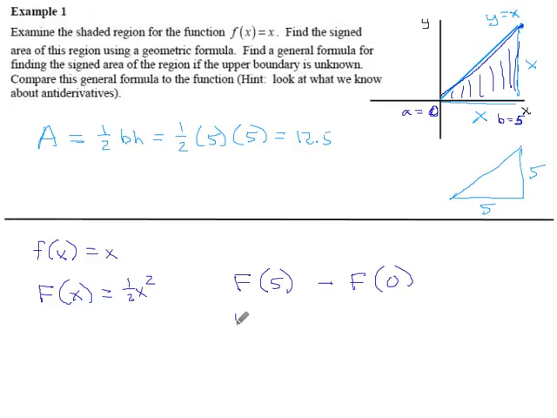If you put 5 into this, you get 1/2 times 5 squared. And if you put 0 into this, you get 1/2 times 0 squared. You can see what's going to happen. It's going to work. 5 squared is 25 times 1/2 is 12.5 minus, in this case, 0, 12.5. Good.